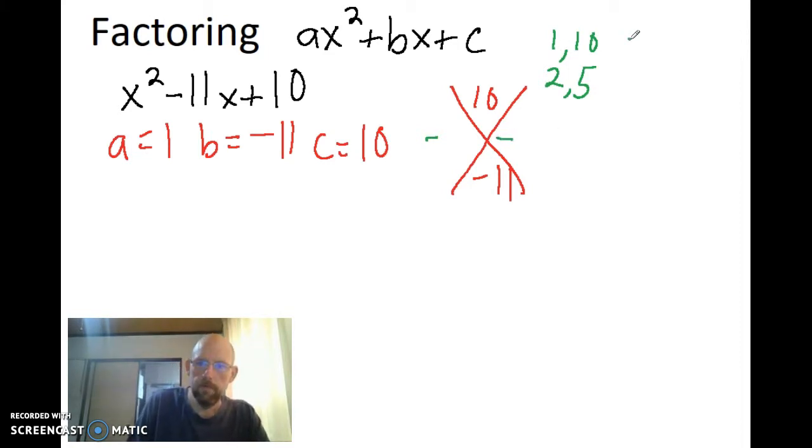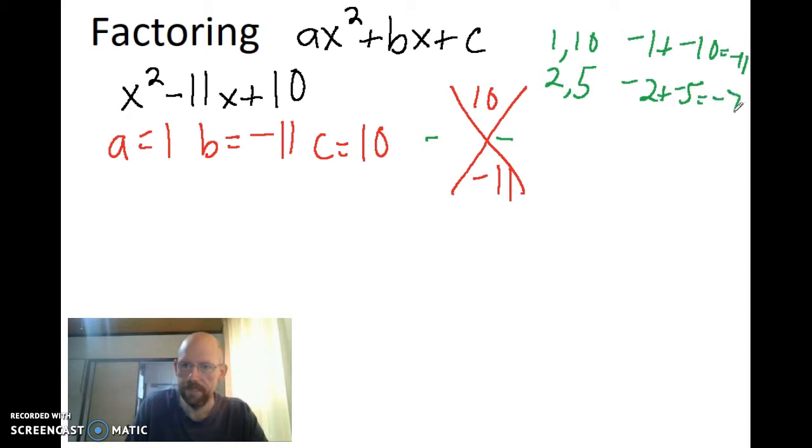So negative 1 plus negative 10 would be negative 11. Negative 2 plus negative 5 would be negative 7. Since this adds up to negative 7, yes, it multiplies to the right number, but it adds to the wrong number. Can't use that. So we know we're going to have negative 1, negative 10. Again, just like last time, whenever you're writing these out, make sure you put them in parentheses. So x, this time since it's negative, it's going to be minus 1.